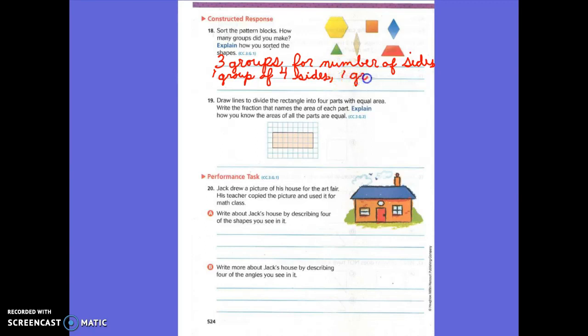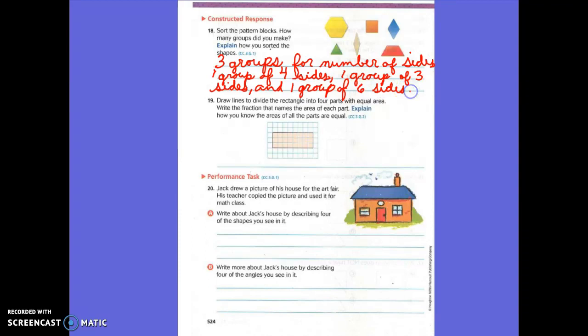One group of, what's the other one? We have shapes that are 4 sides, we also have shapes that are, everyone? 3 sides. 1 group of 3 sides. And that's not all, is it? No. And 1 group of, everyone? 6 sides.